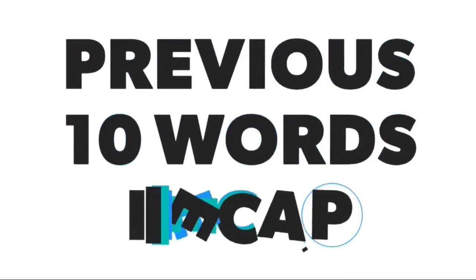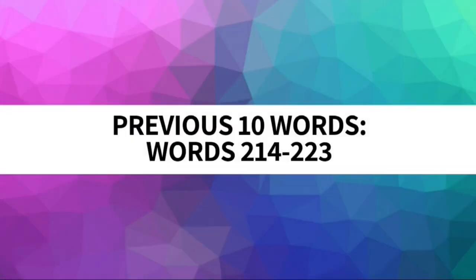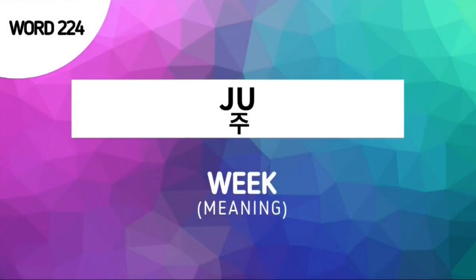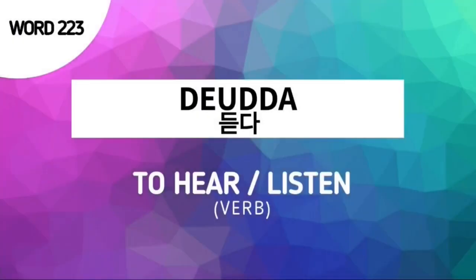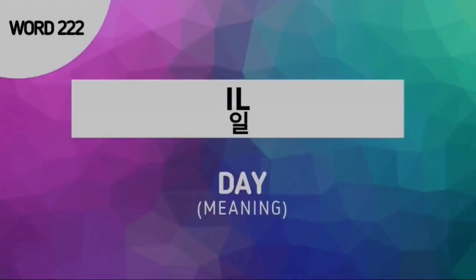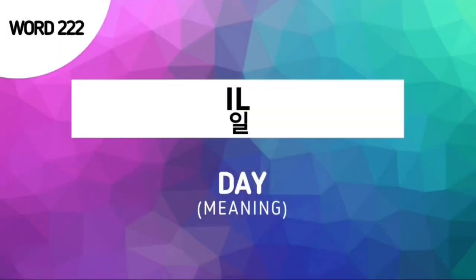Now let's proceed to the previous 10 words recap. As of now, the previous 10 words are words number 214 to 223. But don't forget our word for today, word number 224, 주, which means week. The first word for our review is word number 223, 듣다, which means to hear or listen. Word number 222 is il. This is another term for day in Korean.